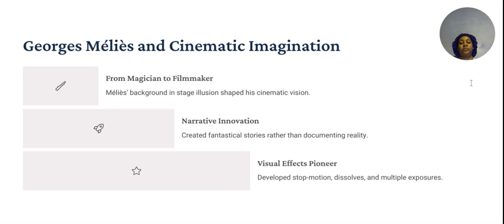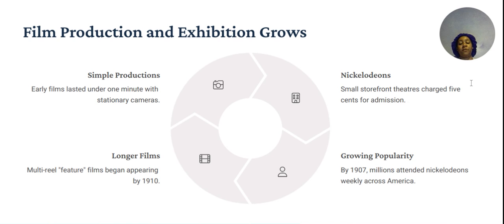So, film production and exhibition grows. Simple productions were only a minute long, and the camera position was stationary, so not a lot of panning and tilting and shaking of the camera was used. It was just to keep things simple. I think maybe because of how it was made during that time, film was filmed on a small film material. It's like the plastic film that you get with old cameras.